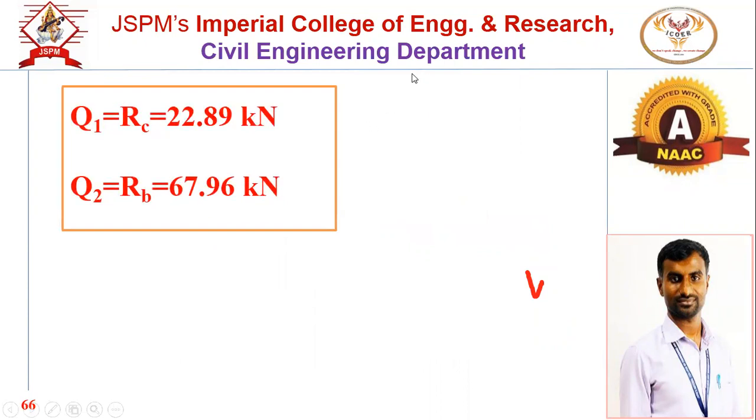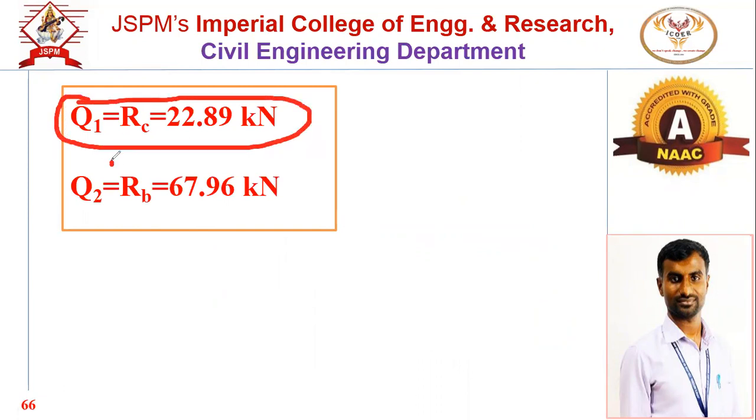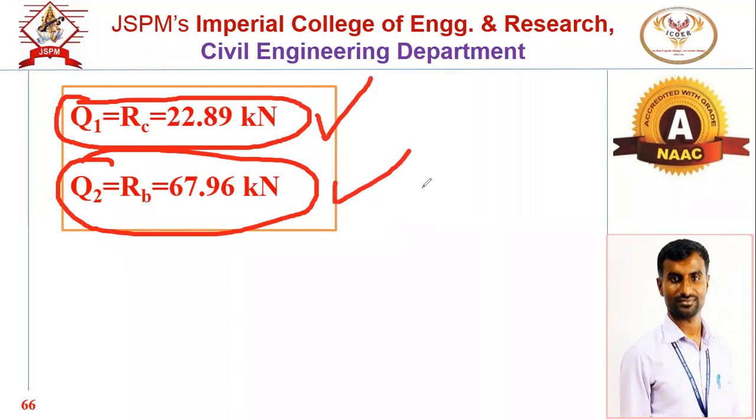Now tell me, what value of Q1 you have considered? So we have got Q1 and Q2, meaning which values have we got in the numerical.